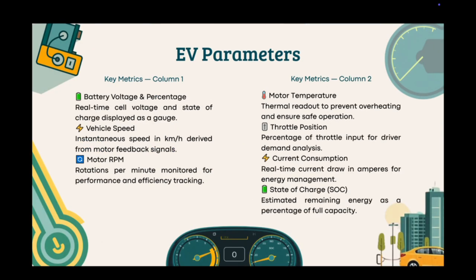EV parameters. Our dashboard continuously monitors several important EV parameters. These include battery voltage and state of charge, which indicate the battery condition. We also monitor vehicle speed and motor RPM to evaluate vehicle performance. Additionally, motor temperature, throttle position, and current consumption are displayed to help monitor the overall health and efficiency of the vehicle. These parameters are updated continuously and displayed in real time.